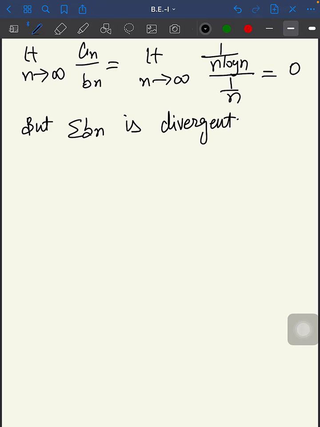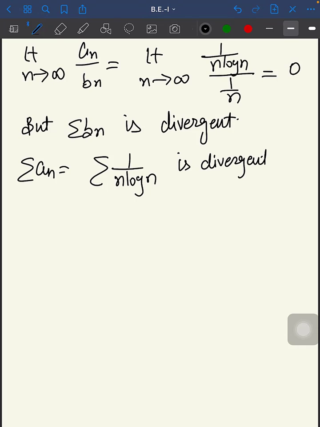But what about summation An? That is, summation 1 by n log n. Is it convergent or divergent? How are you going to prove it? You can prove it by using the integral test, right? How can you do it?